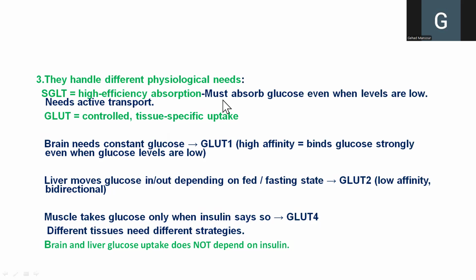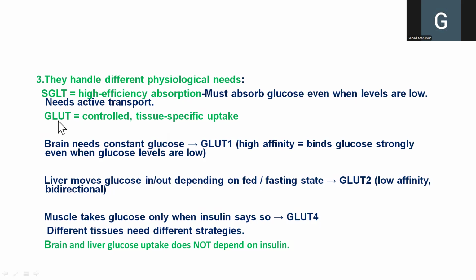And this allows absorption of glucose even when the concentration of glucose in the small intestine or in the renal filtrate is very low, because the active process allows you to take these very small amounts of glucose from the gut or from the renal filtrate and return them to the blood, although the blood already has large amounts of glucose. So this is what we mean by high efficiency absorption, even when glucose is very low in the gut or in the renal filtrate.